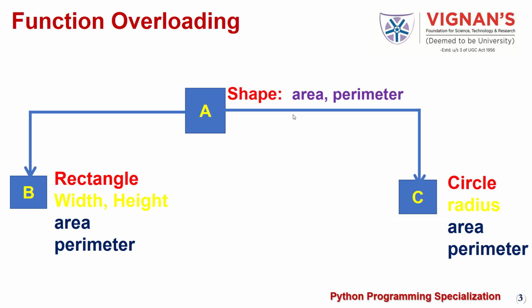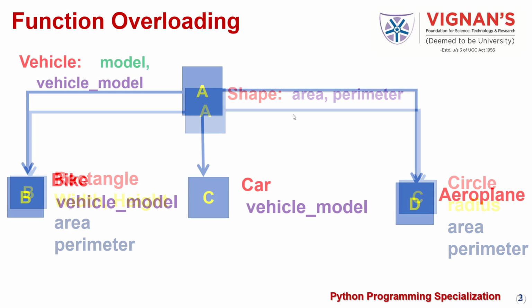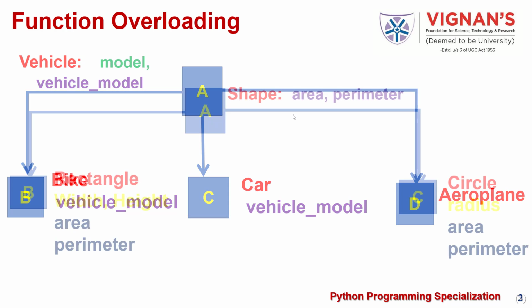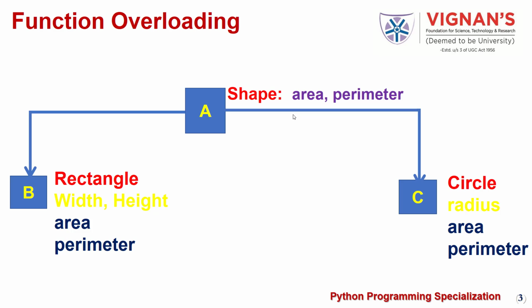In the previous example, we discussed the vehicle class as a base class. From the vehicle class, we derived the bike, car and aeroplane. In the bike and the car classes we override the method vehicle model, but in the aeroplane class we use the base class vehicle model. Let us discuss another example.